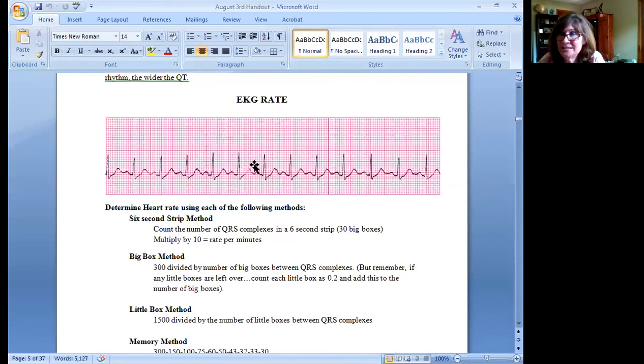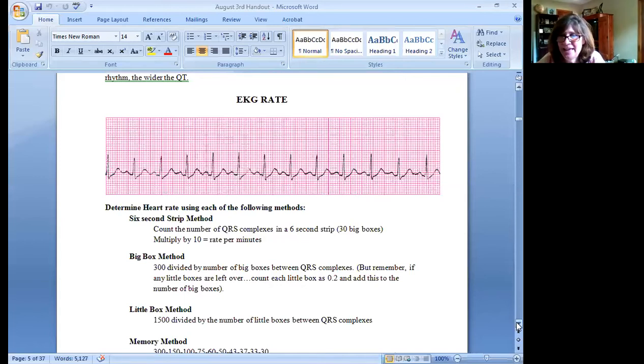So sinus tach, treat the cause. Fever, Tylenol, acetaminophen. If they're exercising, leave them alone. They're supposed to increase their heart rate. If they're dry, give them fluid. If they're hurting, give them a pain med.